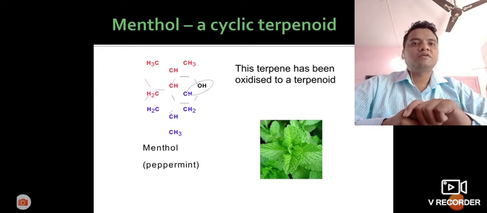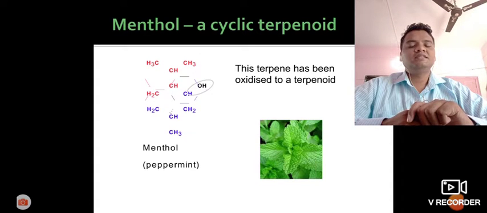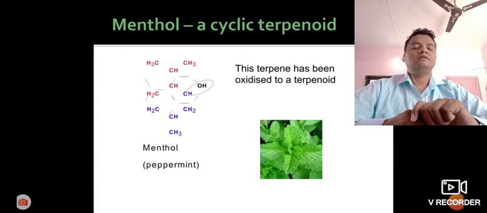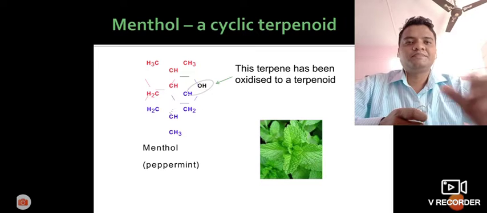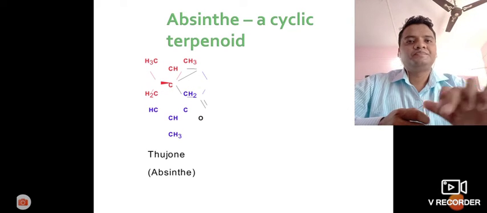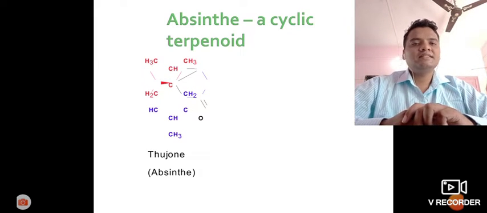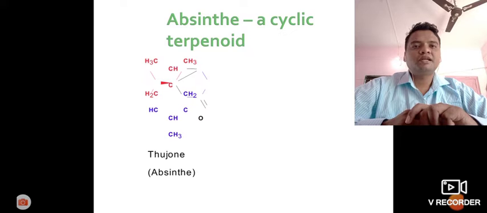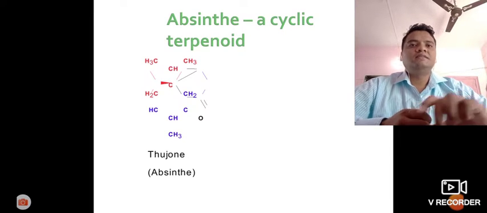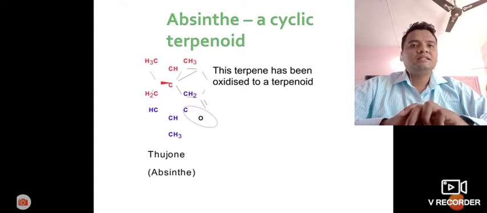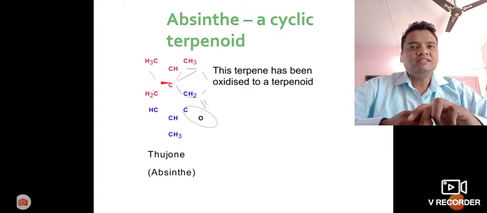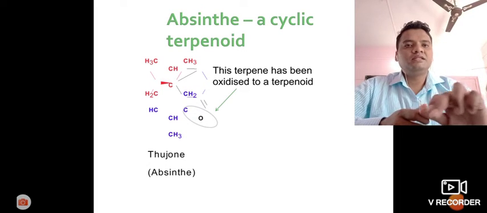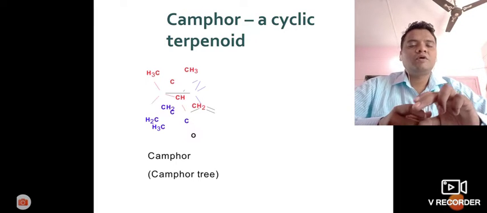This terpene has been oxidized to terpenoids, and there is a formation of a new class of natural compound, that is the terpenoids. Next, this is another example of a terpene derivative, that is a terpenoid, with the particular name thiazine, which is also known as ascaridole. These terpenes are also oxidized to form terpenoids by a number of chemical transformations.